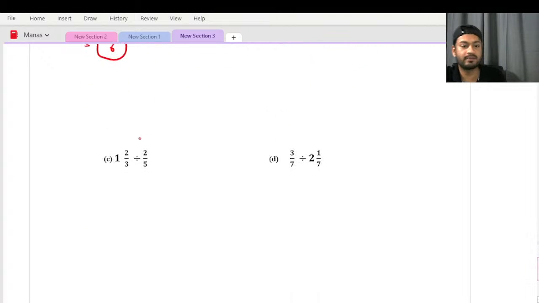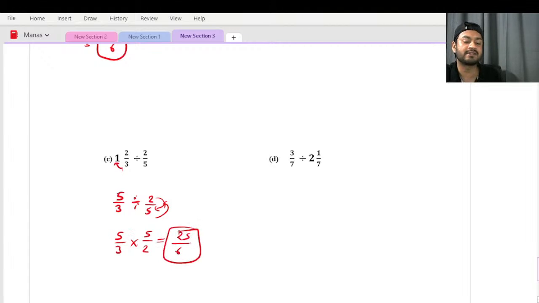Now here the questions are based on mixed fractions. Let's solve this. So 3 times 1 is 3, 3 plus 2, so it will be 5 by 3 divided by 2 by 5. Now you can take the reciprocal, so 5 by 3 with a multiplication sign, then shift the denominator to the numerator and the numerator to the denominator. For these two terms, this will be switched, so it is 5 by 2, right? Now if it is not cutting, what you can do is 25 by 6. So this is your answer.